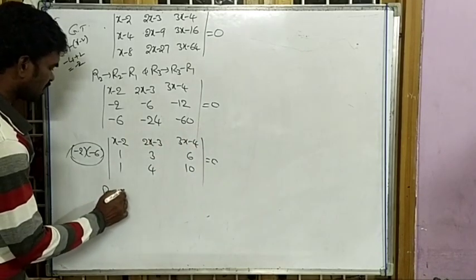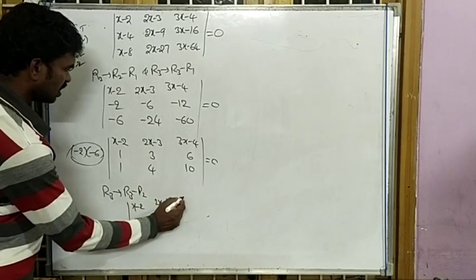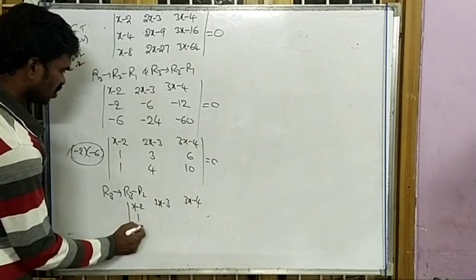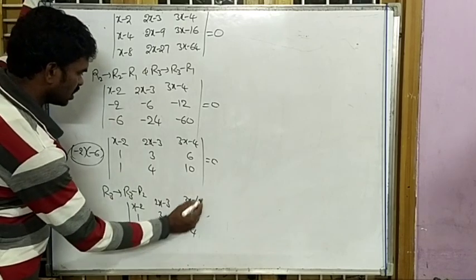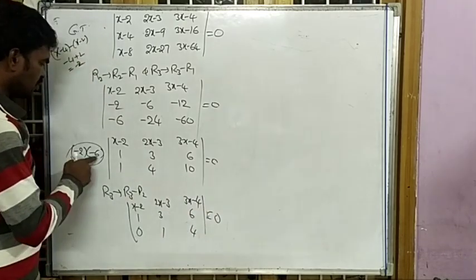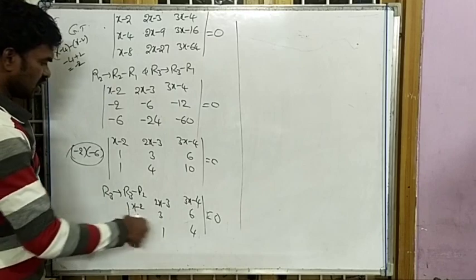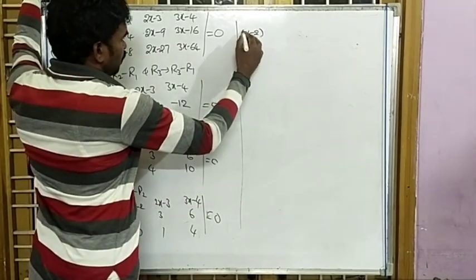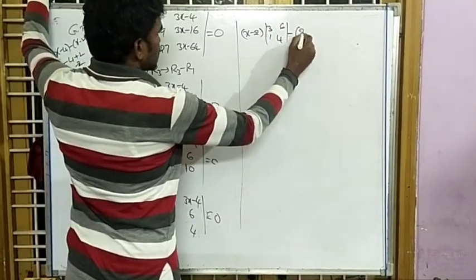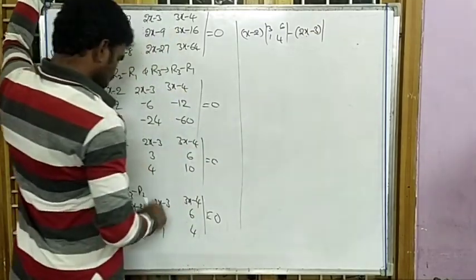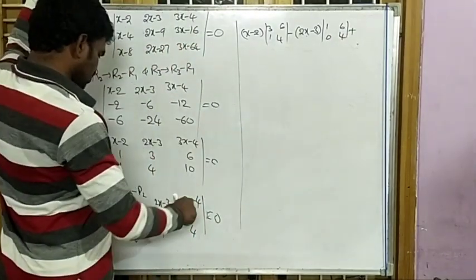Okay, so I am doing R3 minus R2. So then x minus 2, 2x minus 3, 3x minus 4. Second row we are not changing: 1, 3, 6. Third: 1 minus 1, 0. 4 minus 3, 1. 10 minus 6, 4 is equal to 0. So I didn't write minus 2 into minus 6 plus 12, because the 12 sent to the right side goes to 0. Now find the determinant: x minus 2 into determinant 3 6 1 4, minus 2x minus 3 into determinant 1 6 0 4, plus 3x minus 4 into determinant 1 3 0 1.